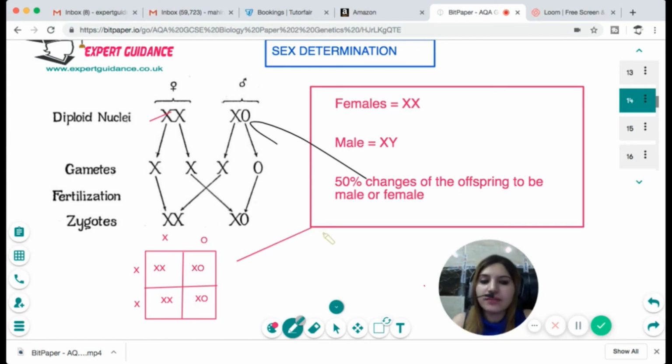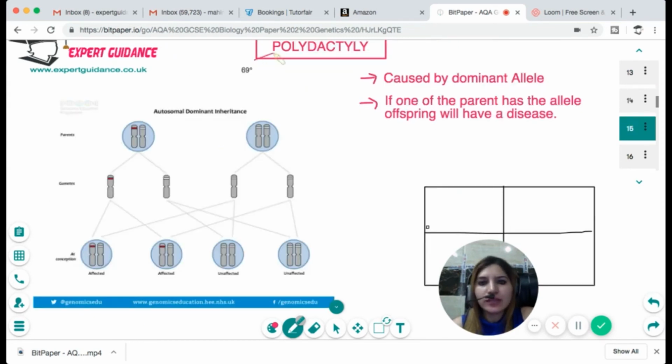And to determine the sex, it's the male that is responsible, because female always gives the X chromosome. Now, it depends on the male. If the male gives X or it gives Y, that will determine whether it's a male or a female. Okay. Now, let us look at what is polydactyly.